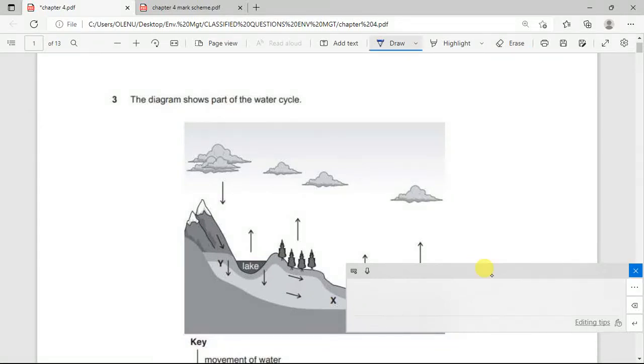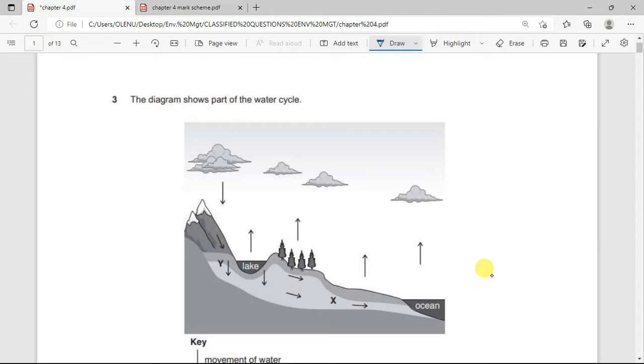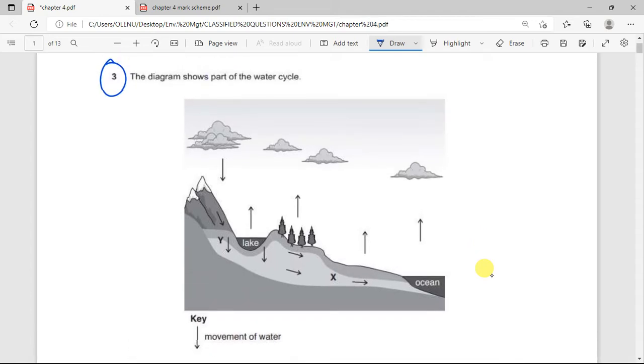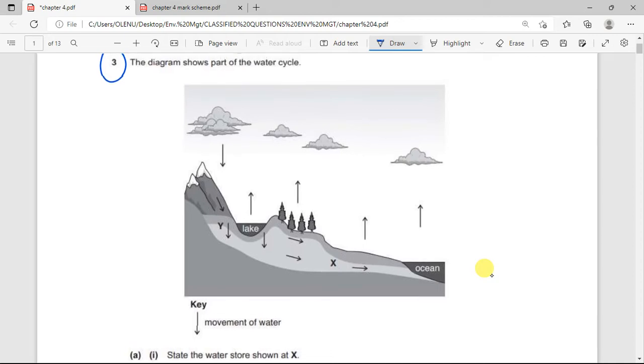Okay, you're all welcome to this section of chapter 4. So we have some set of questions and let's have a quick run through of them. First, the diagram shows part of a water cycle, and the arrows here represent movement of water.